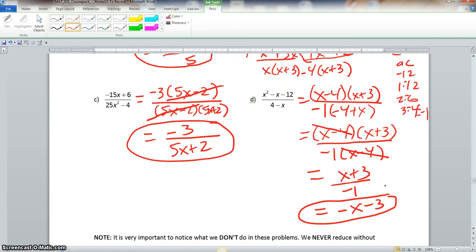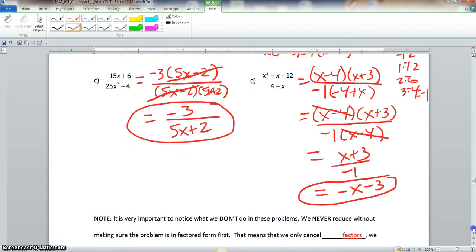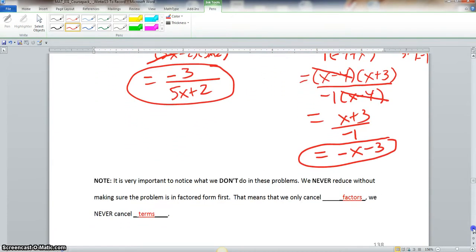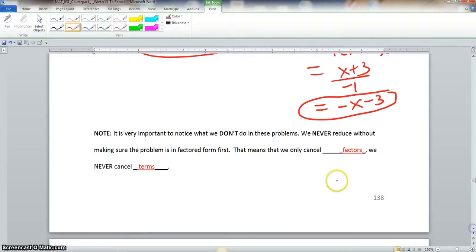Now note, it is very important to notice what we don't do in these problems. We never reduce without making sure the problem is in factored form first. That means that we only cancel, I say simplify, factors. We never simplify terms.